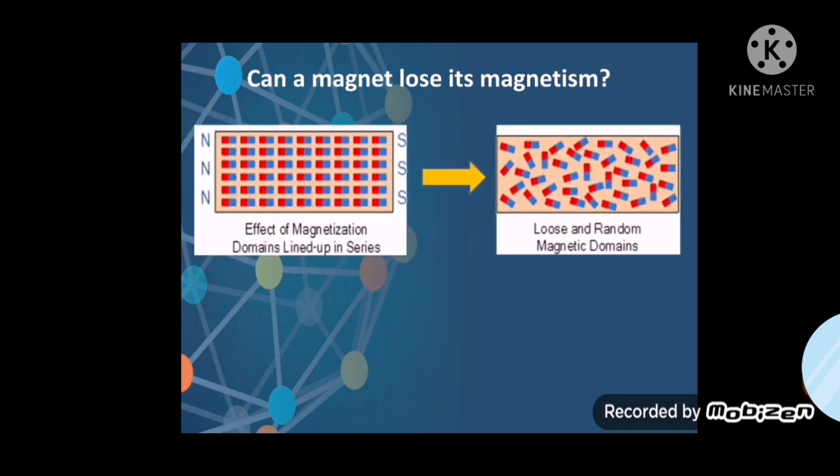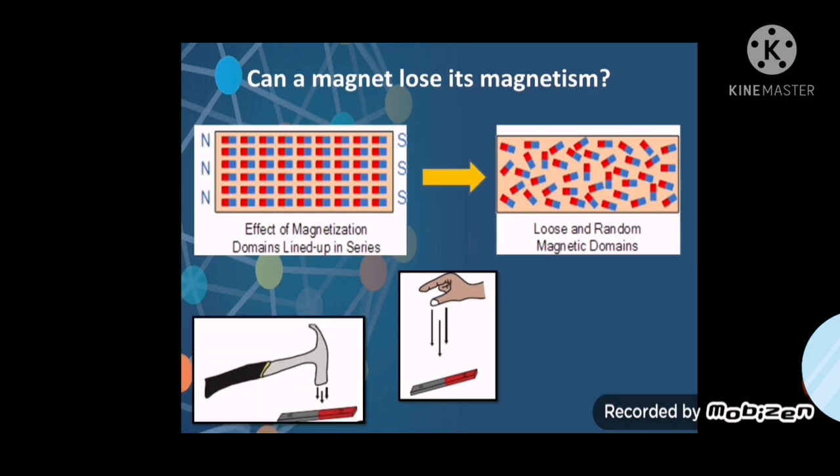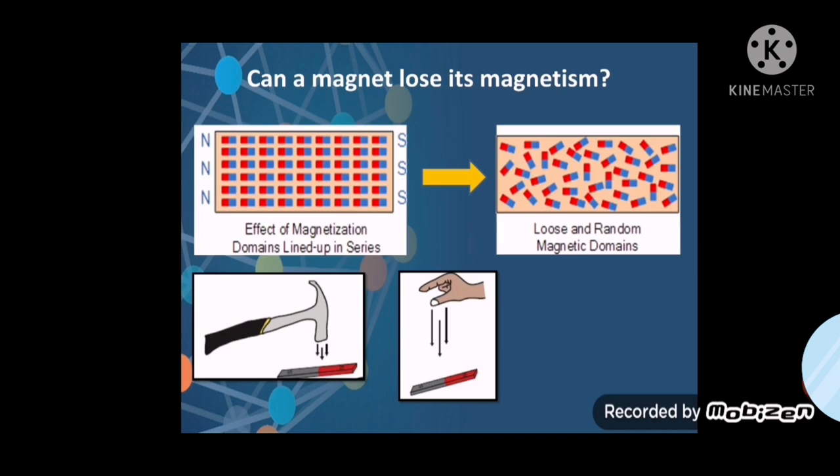One way for a magnet to lose its magnetism is by dropping it on the floor many times. So every time the magnet falls on the floor, the domains are shaken. Eventually, the domains' alignment is disturbed. So magnetism is lost. Another way a magnet loses its magnetism is through pounding and exposing it to heat or fire.